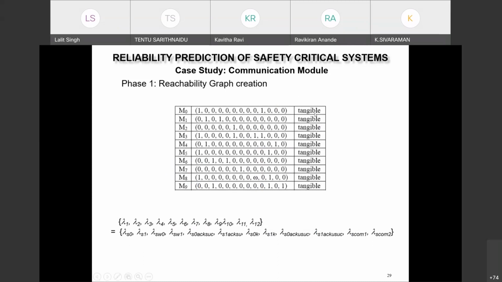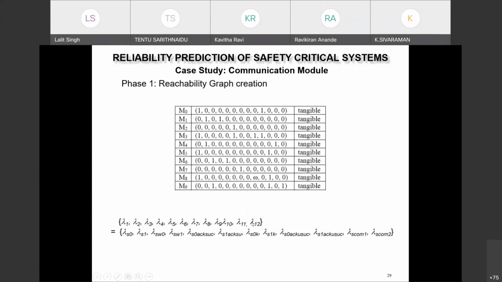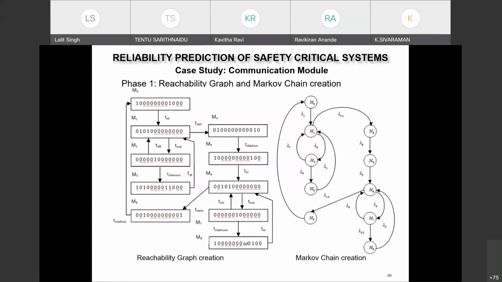And these markings or states are known as tangible if you have associated some delay with the transition. If you don't associate any delay with the transition, those transitions are known as immediate transitions, and the markings will be vanishing markings. Just for convenience, I have mapped all these throughputs as lambda 1 to lambda 13, and so on, just for writing convenience. And this is the reachability graph, the left figure, where all the markings and the responsible transitions leading from one state to another are stated.